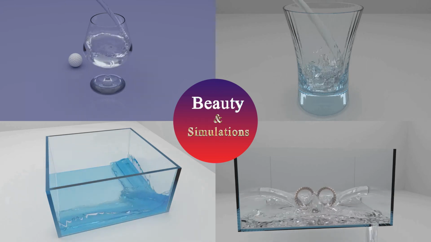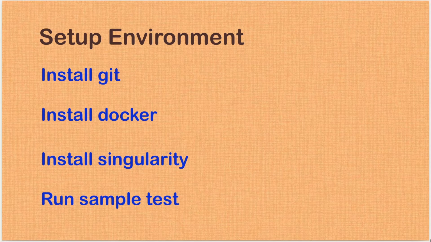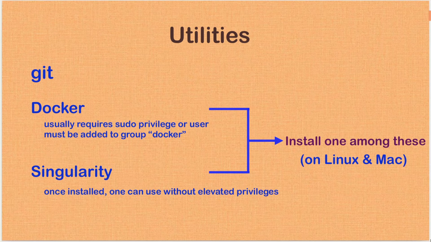Hello and welcome back. In this video, we will install Git, Docker and Singularity on Mac. We will also run a sample render scene to make sure our tools are ready to use for our future projects. Before we start installing required utilities, let me convey a few points about the choice between Docker and Singularity.